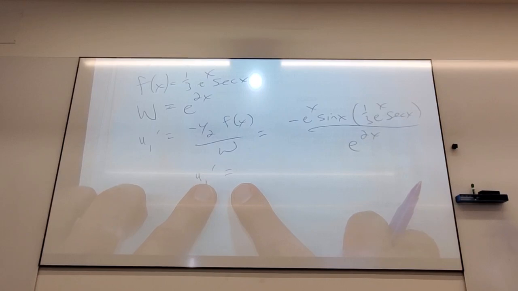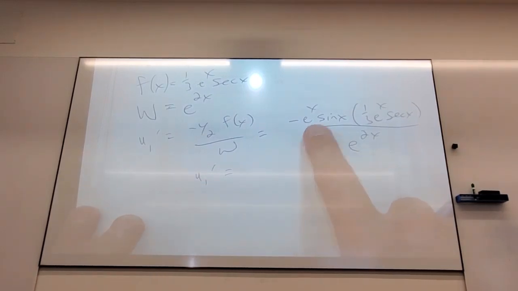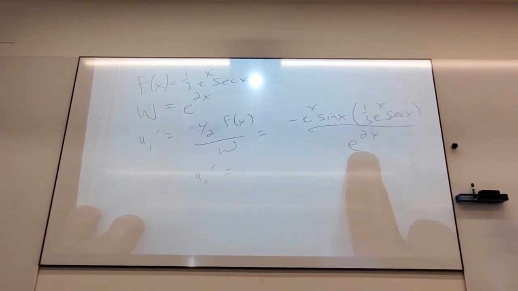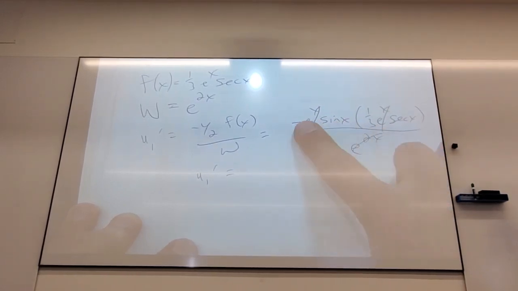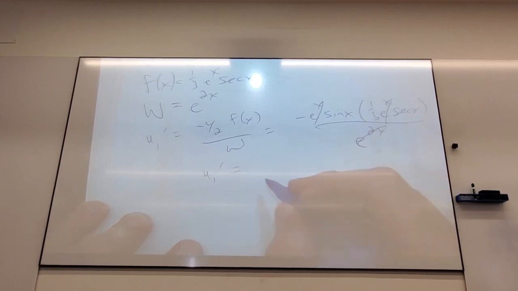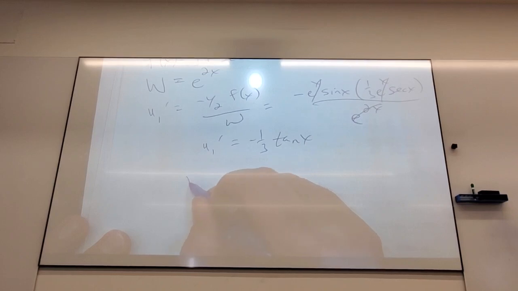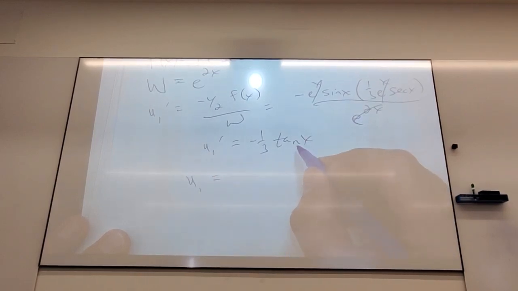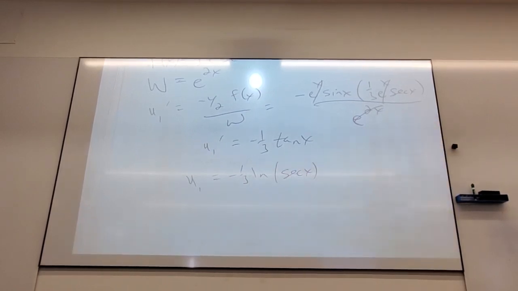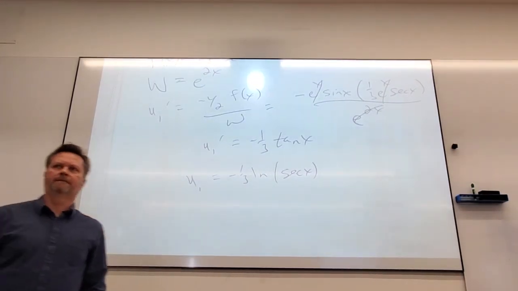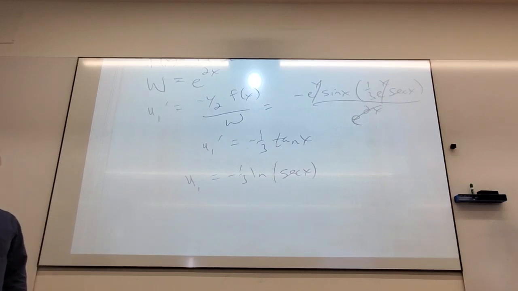What are you guys getting for U1 prime? What happens to the e's? Cancel. And then I get negative 1/3 sine times secant. Now it's all about, do you remember the integral of tangent? Natural log secant. And if you don't, you would write it sine x over cosine x, you do a u sub, you'll get there eventually. Right? You guys with me?